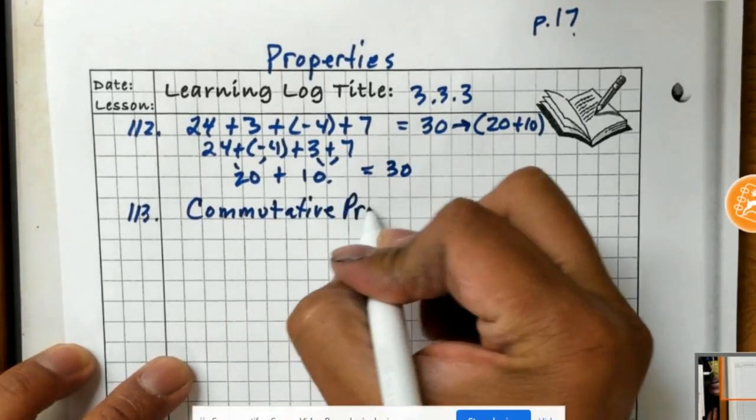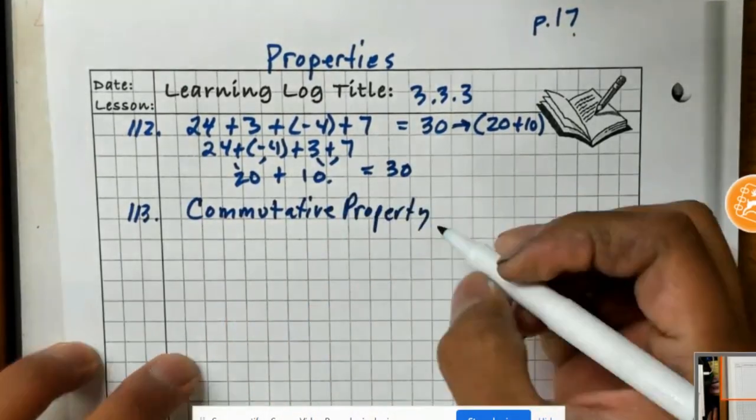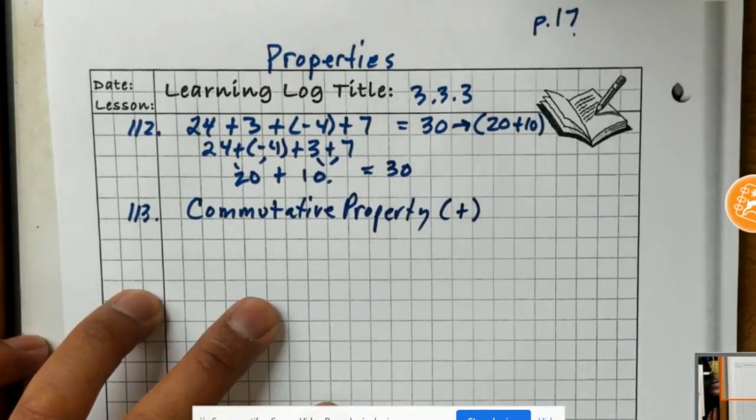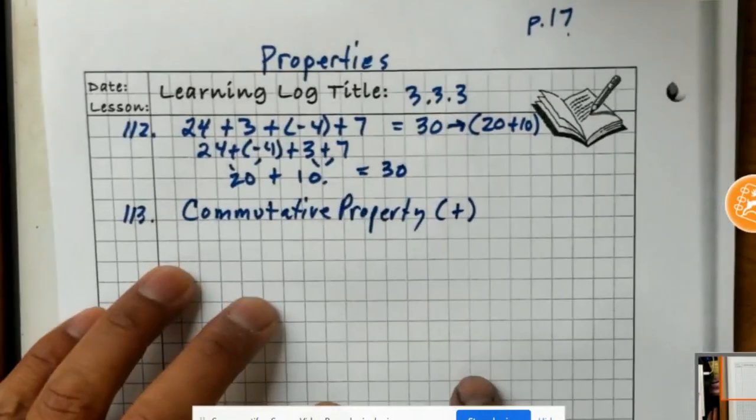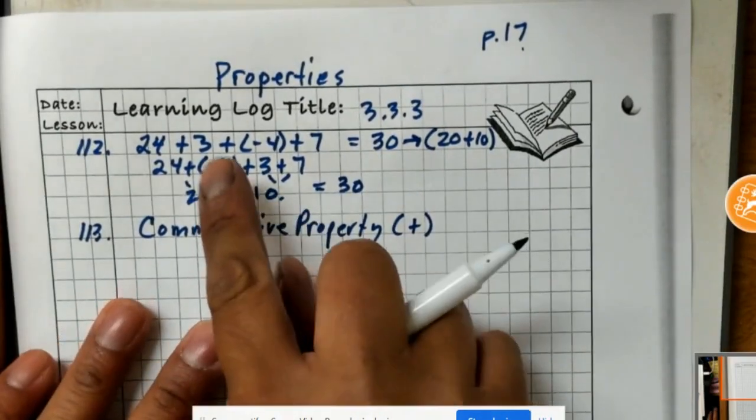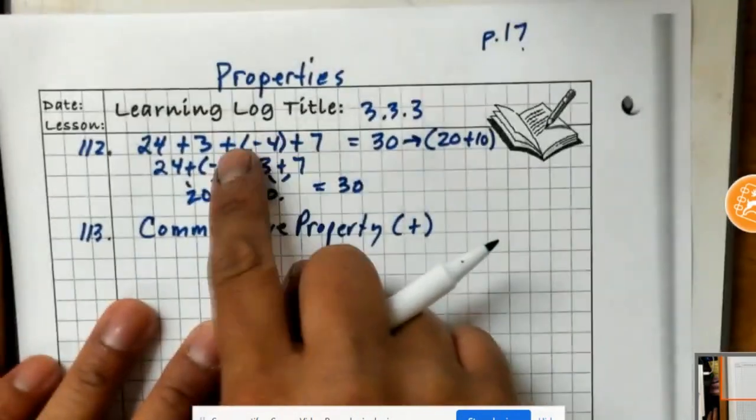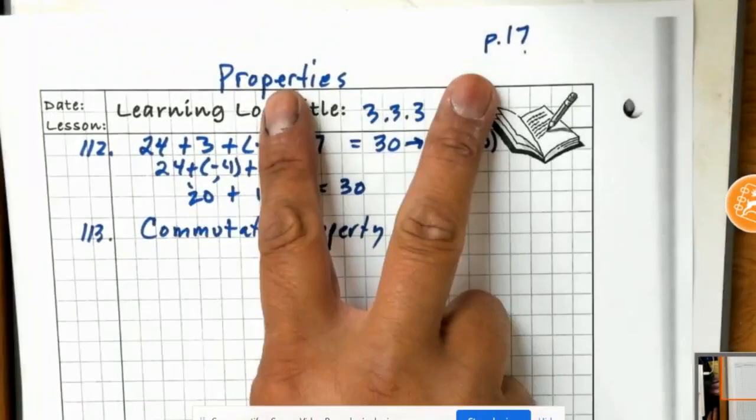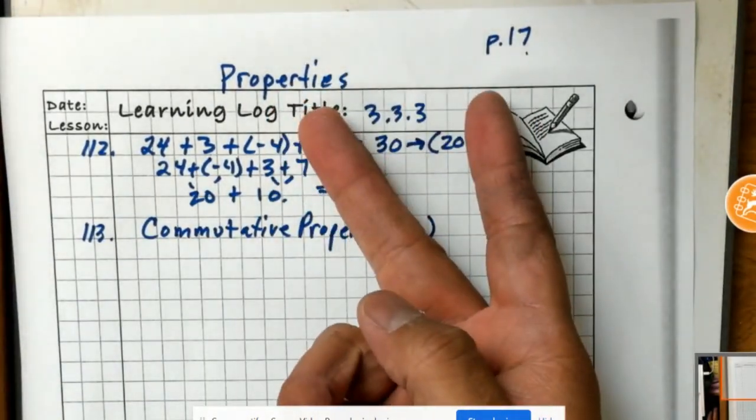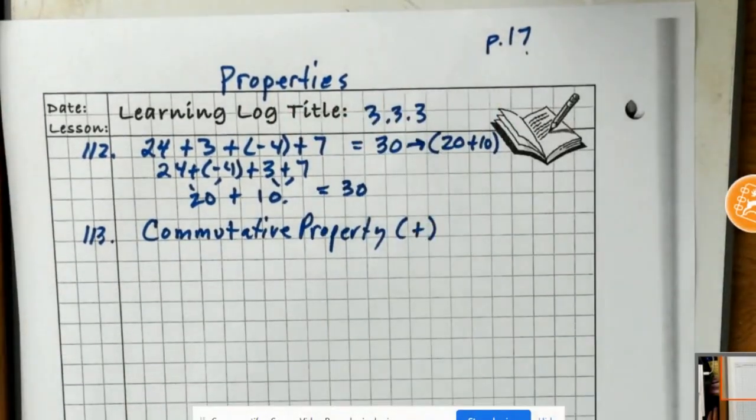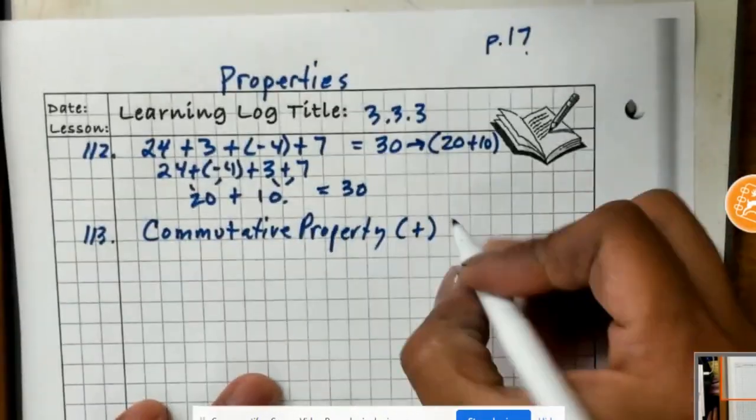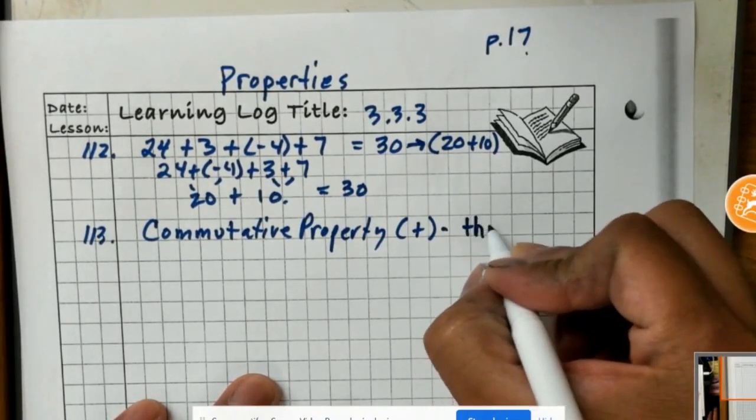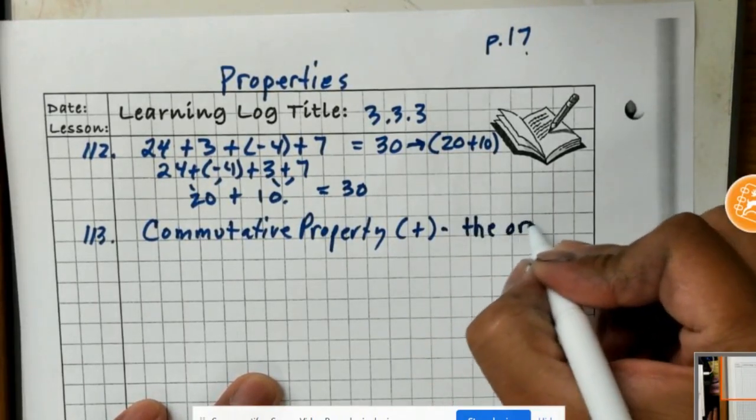Commutative property of addition, just put that in parentheses. Now in the commutative property of addition, it's exemplified here: it doesn't matter which order we add numbers. 10 plus 3 is 13, 3 plus 10 is 13. So it doesn't matter which order, it's always going to give us the same result. So the commutative property, when we're adding, allows the order to change.